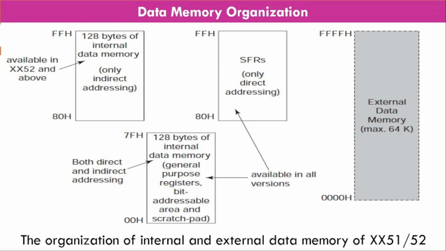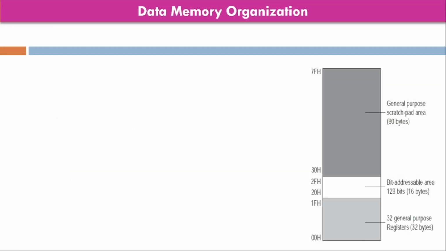Consequently, the maximum data memory size for MCS 51 devices can be calculated as 64 kilobytes plus the size of the available internal data memory, either 128 or 256 bytes.